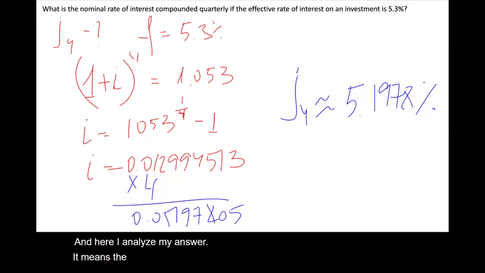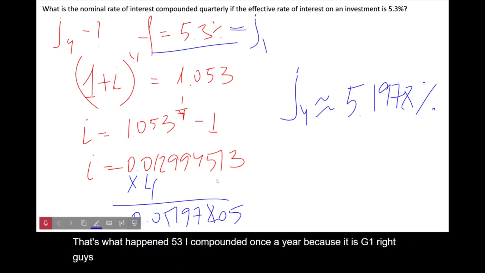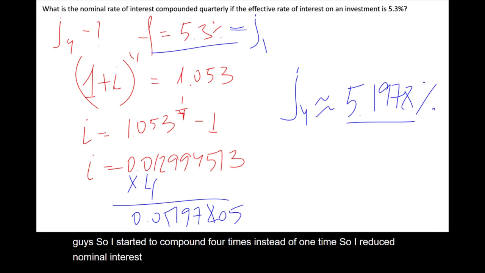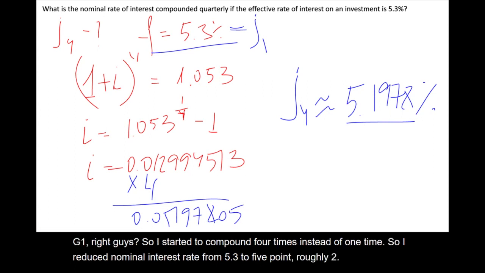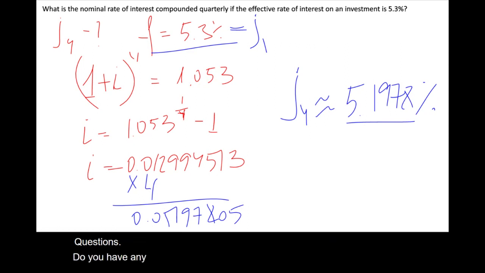And here I analyze my answer. It means the more I compound, the lower the nominal interest rate I charge. That's what happened. 5.3 I compounded once a year because it is J1, right? Guys, so I started to compound 4 times instead of 1 time. So I reduced the nominal interest rate from 5.3 to roughly 5.2. Questions? Do you have any questions, people?